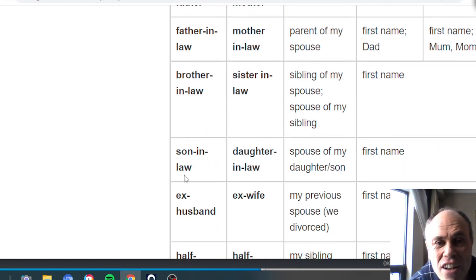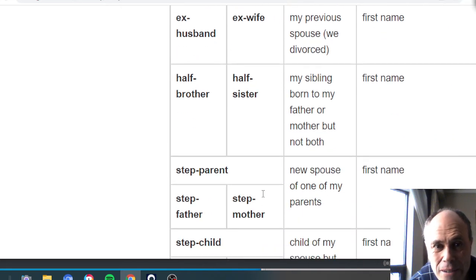Carrying on, we have son-in-law and daughter-in-law, the spouse of your son or daughter. Okay? Now, if the husband and wife split up, separate, or divorce, then they will be ex-husband or ex-wife. Okay? Now the next one, maybe I'll skip that.